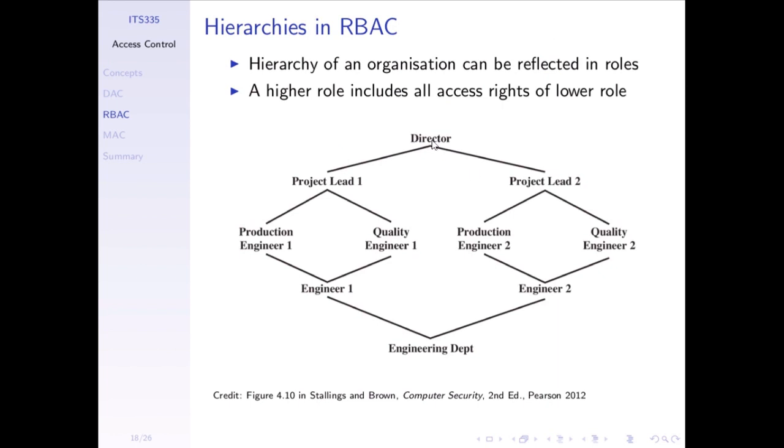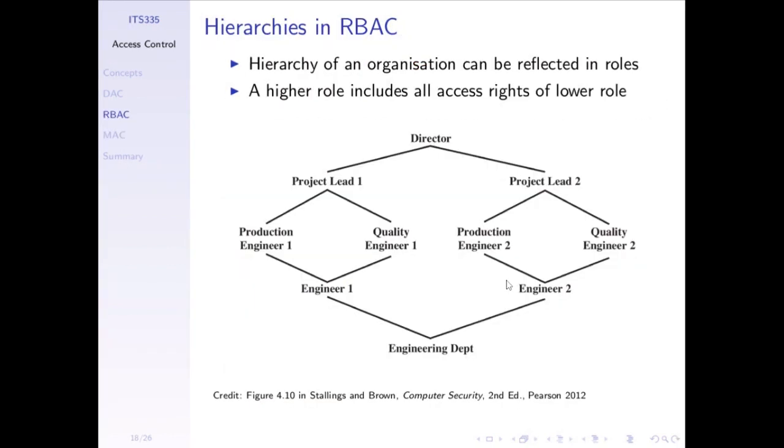Like this, in this hierarchy we can see there is a director. The director has project lead 1 and project lead 2, and the director can access the files that belong to project lead 1 and project lead 2. Project lead 1 can access the files that belong to production engineer 1 and quality engineer 1. Similarly, project lead 2 can access files of production engineer 2 and quality engineer 2. So in role-based access control, things are based on hierarchy. What kind of role you have in a company, you have access to that kind of files.